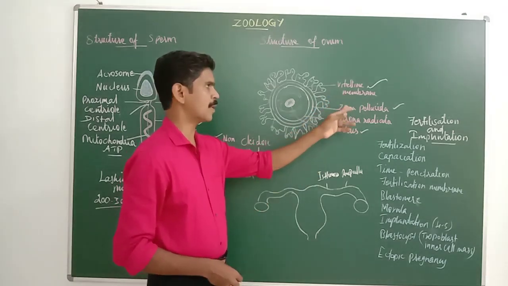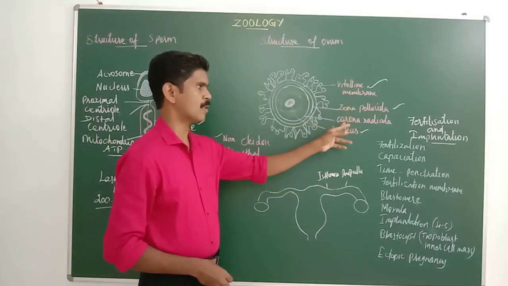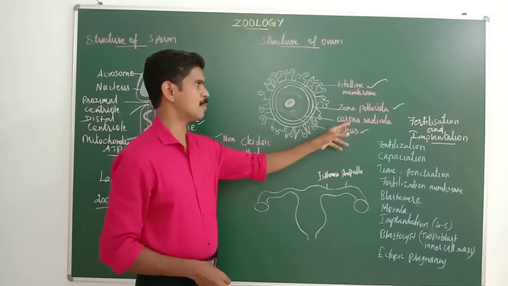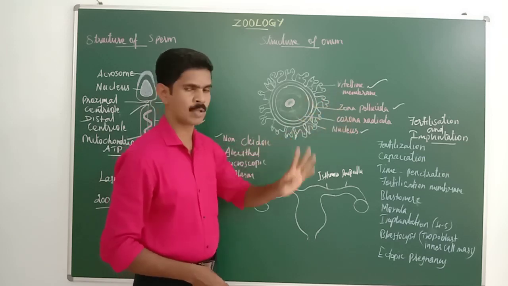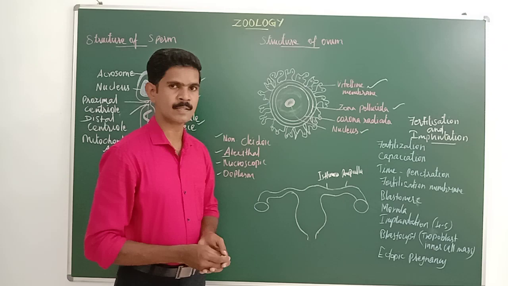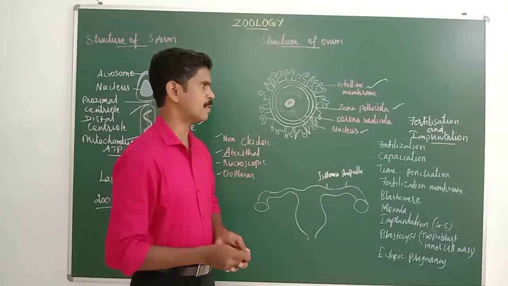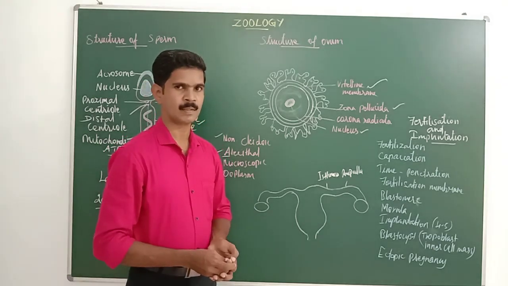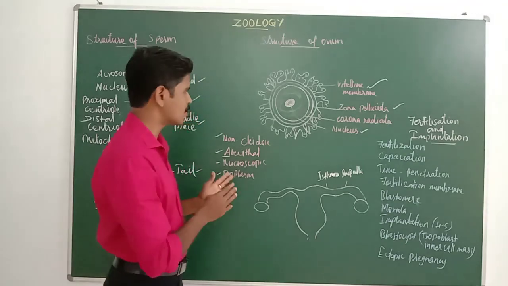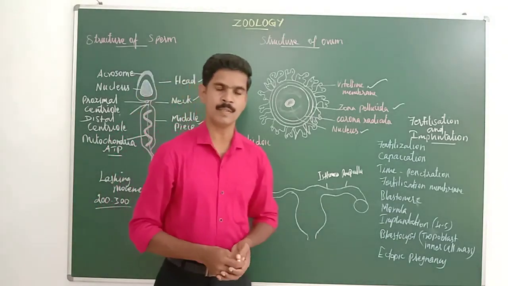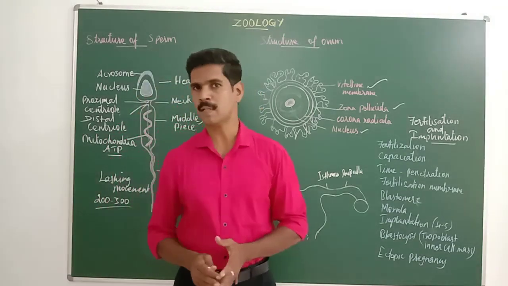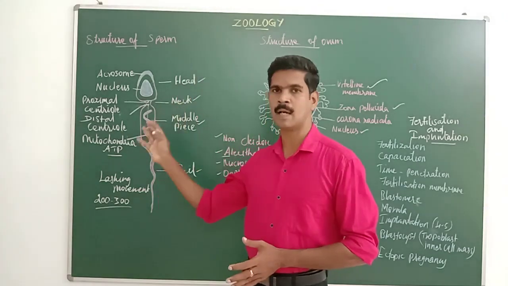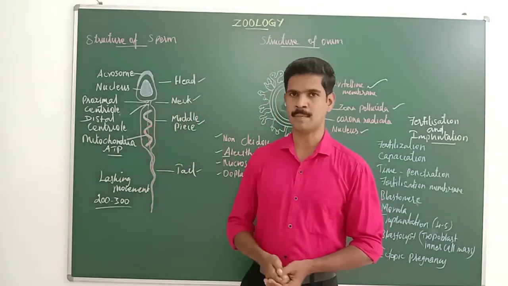One is called the vitelline membrane. The next one is zona pellucida, and the last one is corona radiata. And in between the vitelline membrane and the zona pellucida, the space that is there is called perivitelline space. So hope you all understood the structure of the human egg. Now we have completed the structure of both the male gamete and the female gamete.